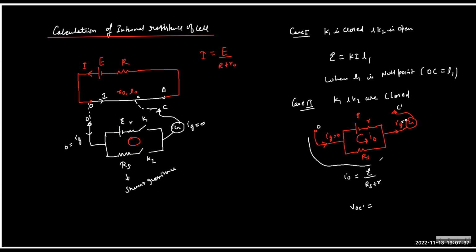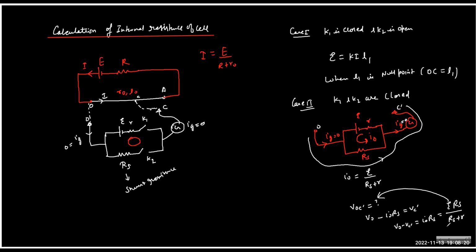If you go from V via this path, you can get VOC dash. You can say VO minus I0 RS equals VC dash. So VO minus VC dash is how much? I0 RS. But I0 itself is how much? E by RS plus R. So now this turns out to be this answer. And because the denominator is bigger than the numerator, this is a fraction of E. Yes or no? And because it is a fraction of E, it means it is less than E. Yes or no?